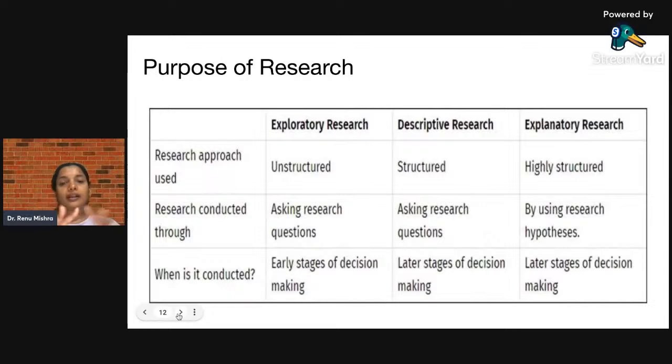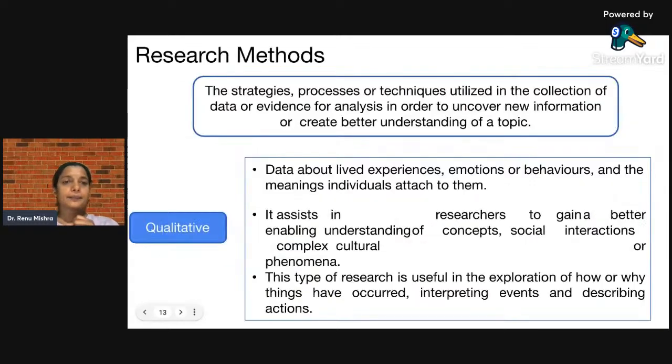Now here is a tabular form, which gives you a distinction between all three. First is exploratory, which is unstructured, while descriptive and explanatory research are structured categories. So I have given you a tabular form for your reference.